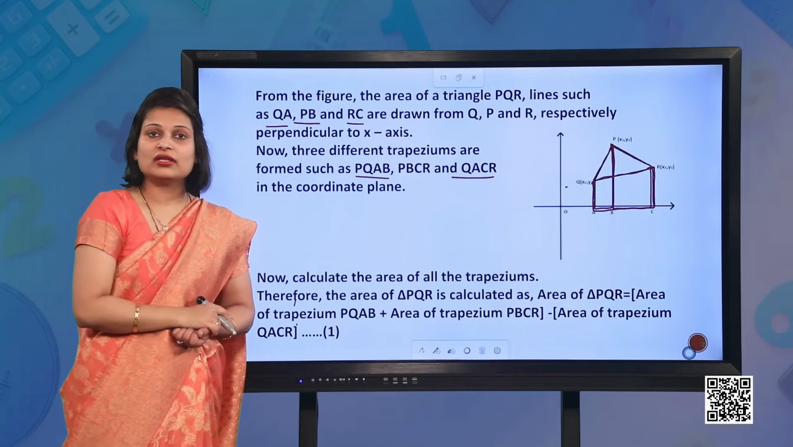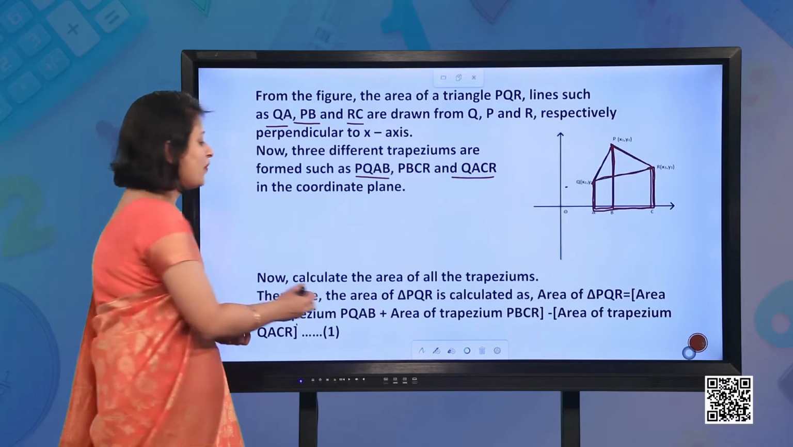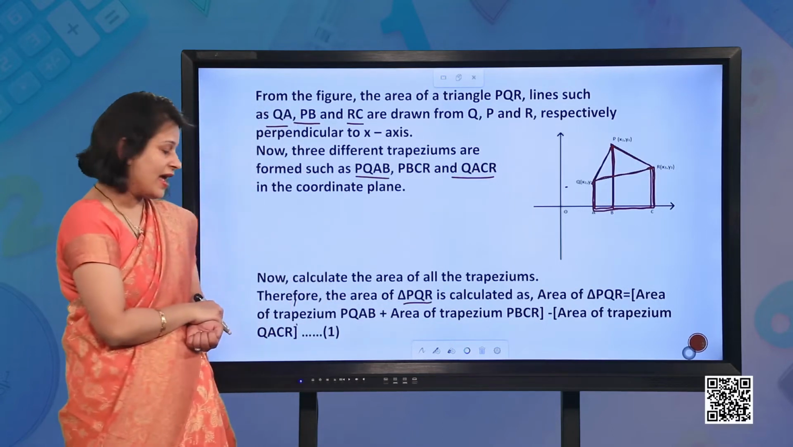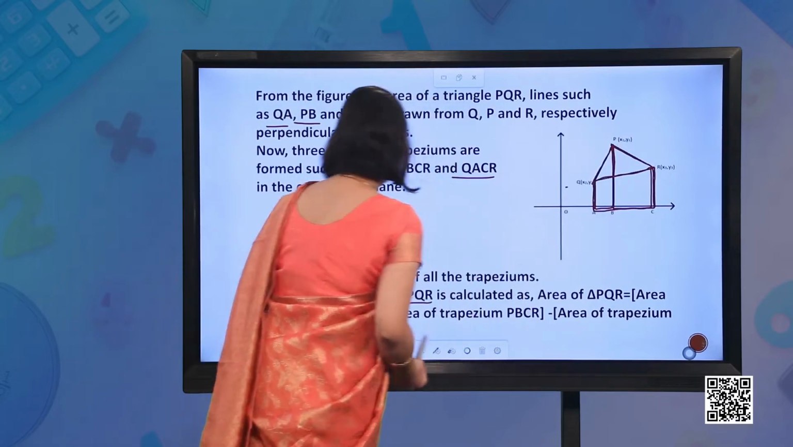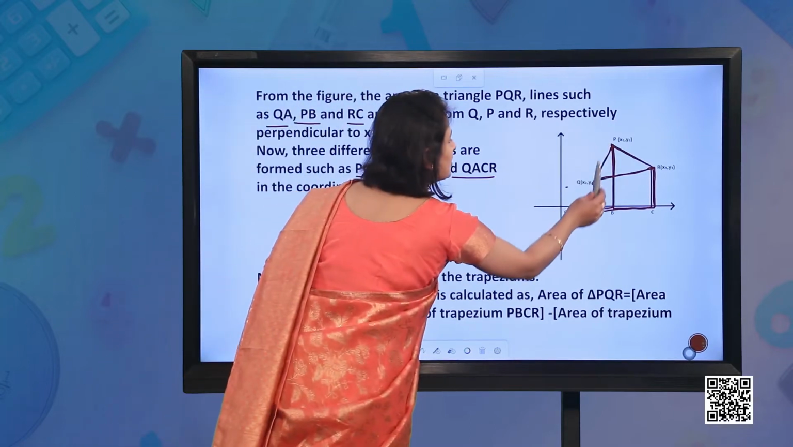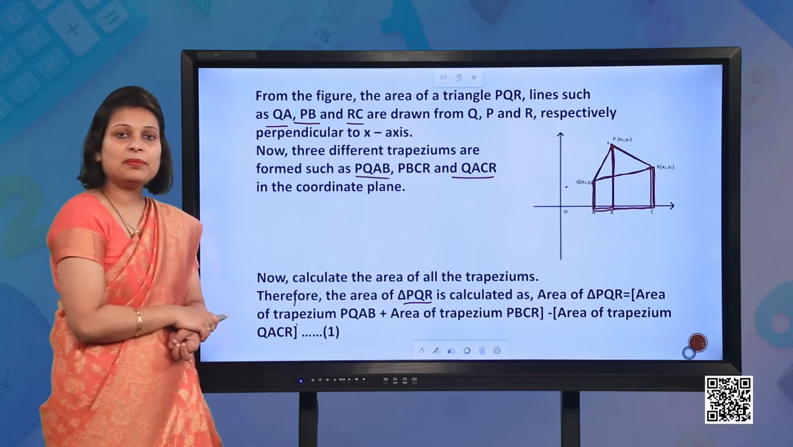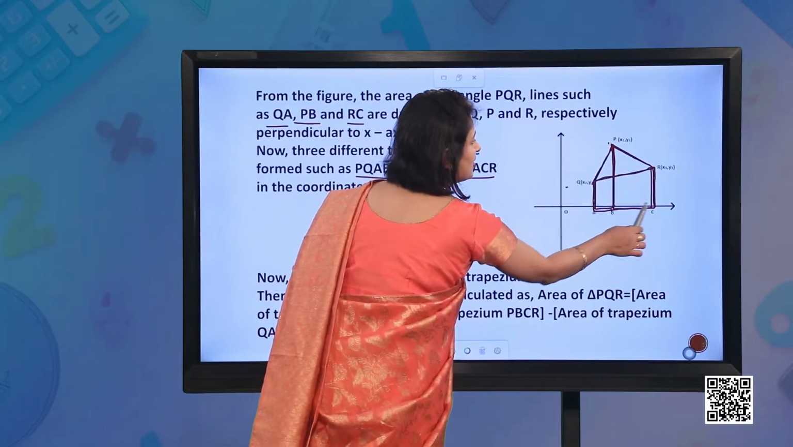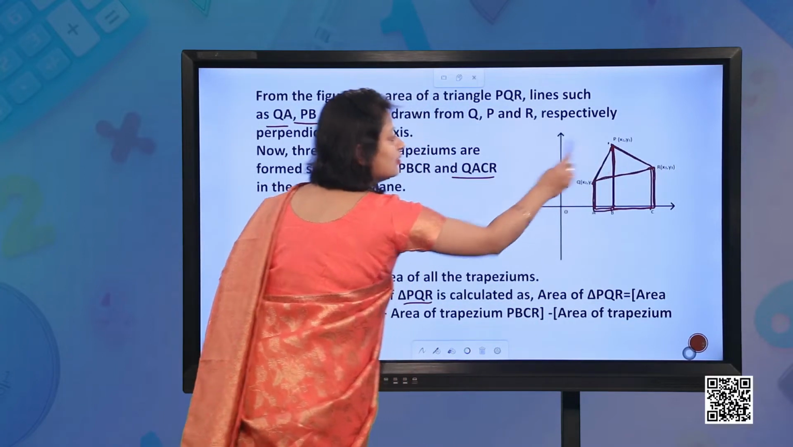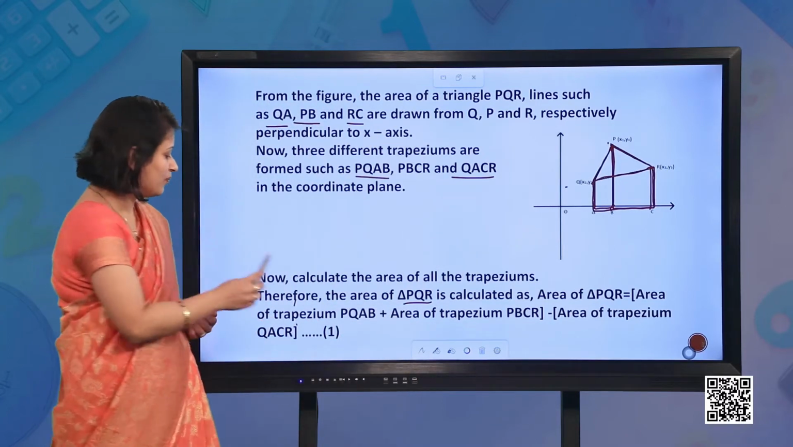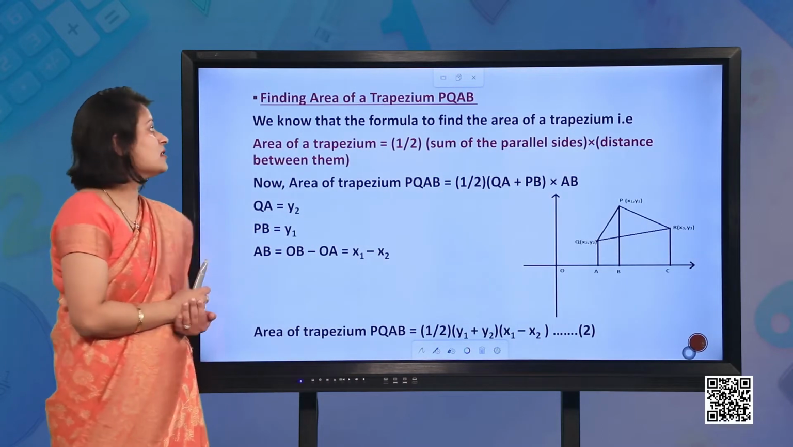Now we need to calculate the area of all the three trapeziums. Therefore, we can calculate the area of triangle PQR as the area of trapezium PQAB, this is the first trapezium, plus the area of trapezium PBCR, this is the second trapezium. We have to subtract the third trapezium so that we can calculate the area of triangle PQR. So now we need to calculate the areas of all the three trapeziums.